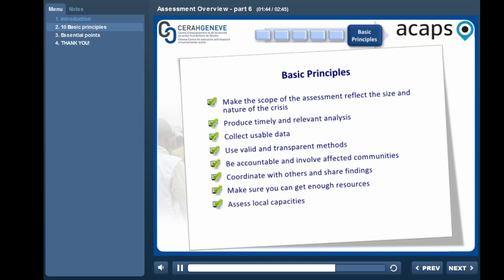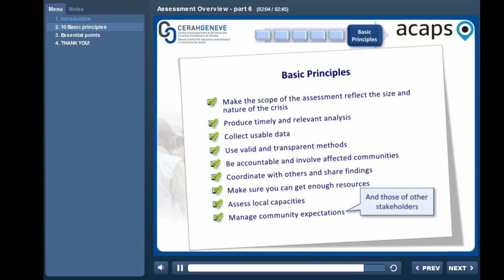Consider how local and national authorities and other groups are responding. Identify capacities and strategies used by the disaster-affected communities and surrounding populations to cope with the disaster. Avoid building unrealistic expectations in disaster-affected communities of what your assessment will lead to. Try to manage the expectations of other stakeholders as well, including local authorities and assessment partners.